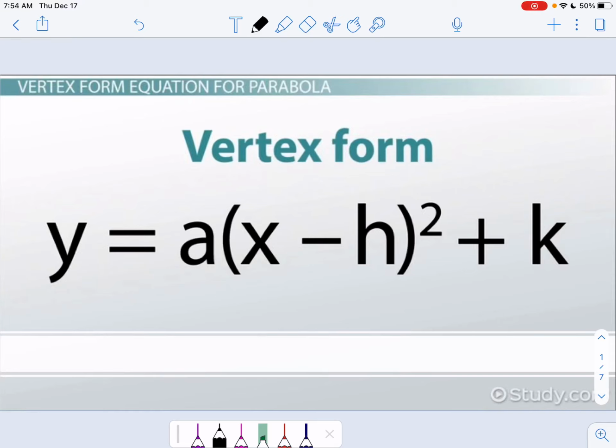Today we're going to learn about the vertex form of a quadratic equation. So there's some key pieces of vertex form. This a value right here controls whether it is up or flipped down. This h controls movement left or right, and changes in k control movement up or down.